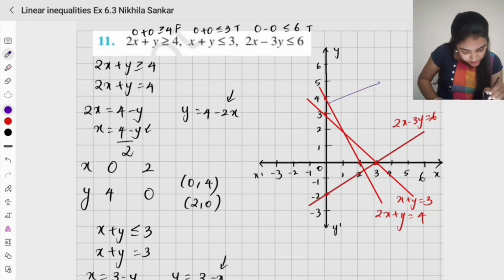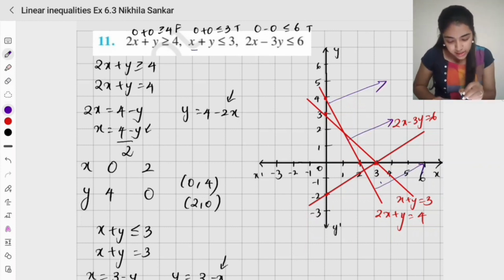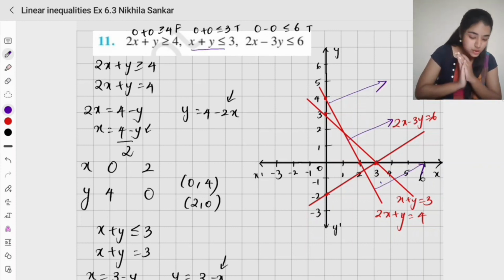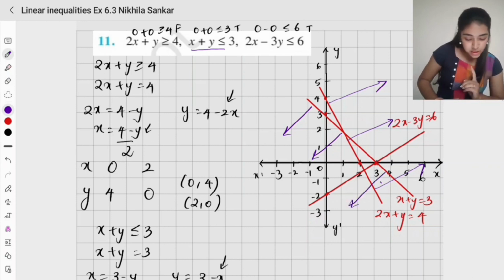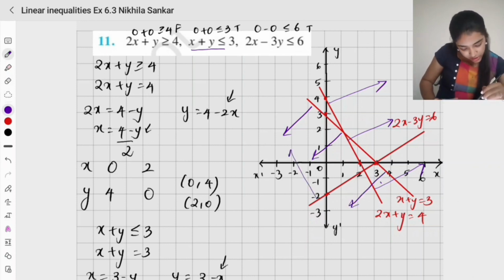So for this particular line, it is going to go to the other side. In the equation x plus y less than or equal to 3, it is true. So x plus y less than or equal to 3, it is going to come to this side. So it is going to be true. What is my other equation? 2x minus 3y less than or equal to 6, 0, 0 is there. So it is going to go to the upper half plane. So it is going to be this.